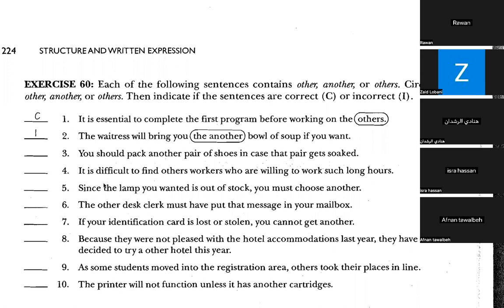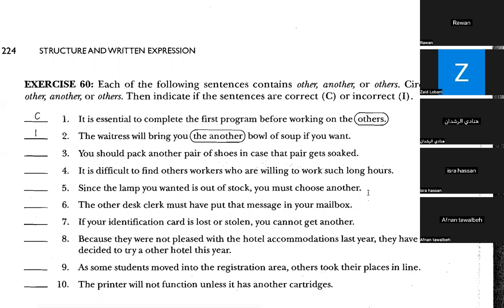So it is difficult to find workers who are willing to work for long hours. Yes. It is true, honestly, they start complaining after the first 3 hours, right?